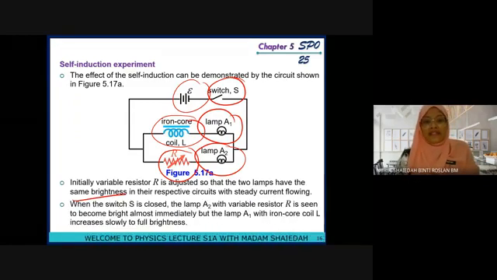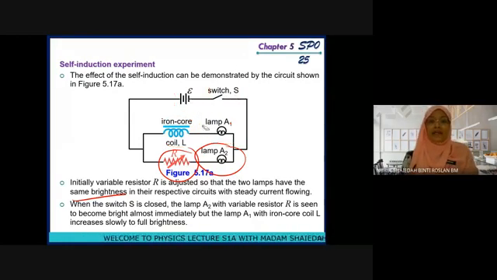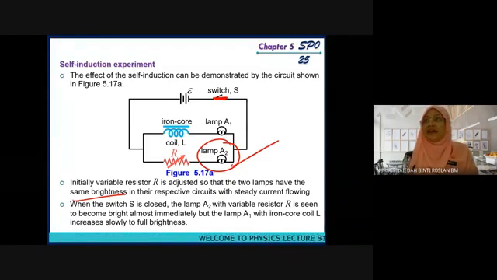When the switch S is closed, the lamp A2 with a variable R is seen to be brighter almost immediately, but A1 with iron core L increases slowly to the full brightness. Okay, dia kata when dia switch on ni, A2 immediately terus brightness, but A1 dia tidak brightness. Okay, kenapa? Sebab dia ada this one.